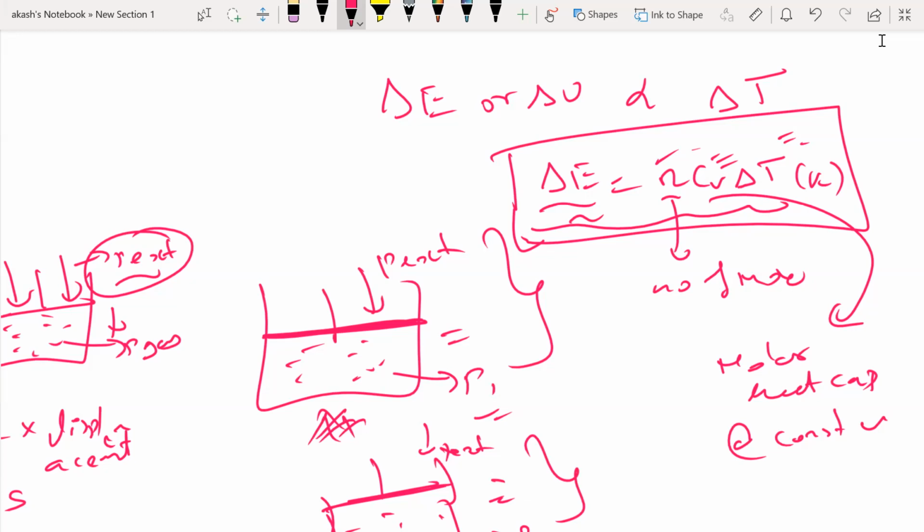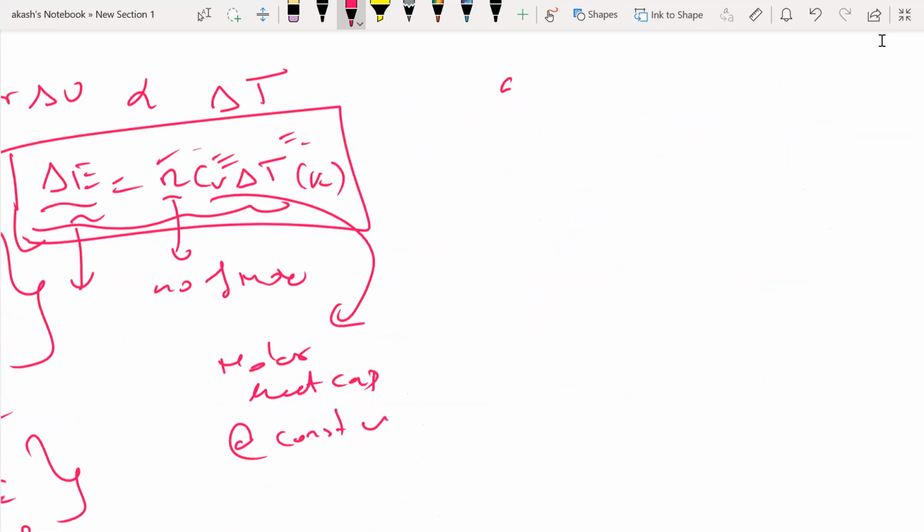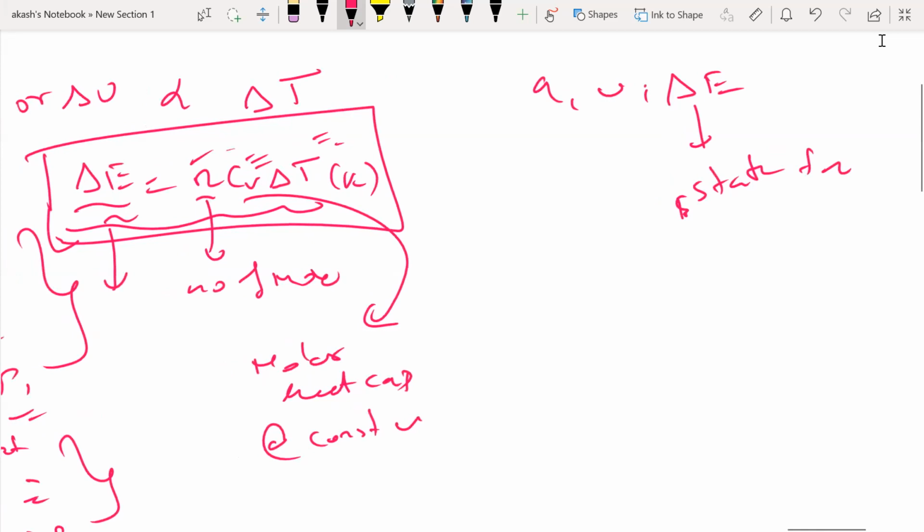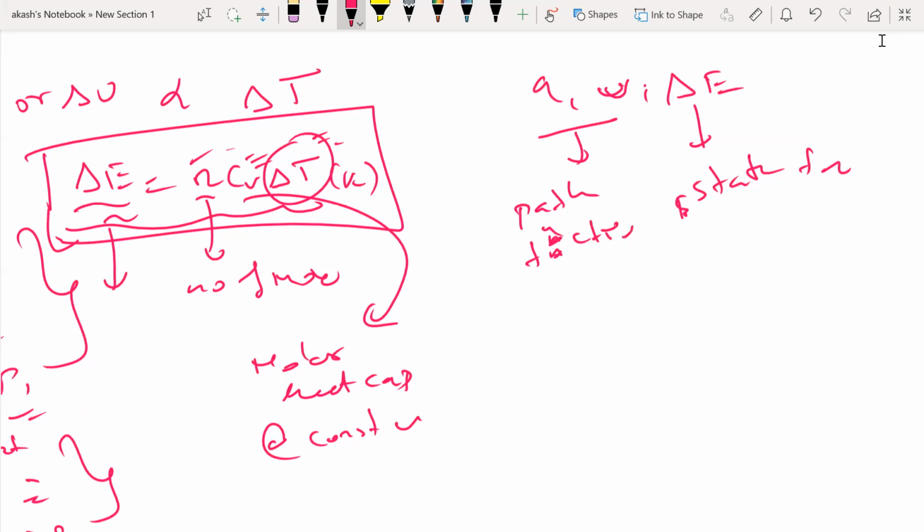Okay, now one more thing also I can tell. Among this Q, W and delta E, delta E is a state function, right? Because we understand, it is going to depend only on the change in temperature, nothing else, right? But this Q and W are going to be path functions, right? Delta E is state function, Q and W are going to be path functions.